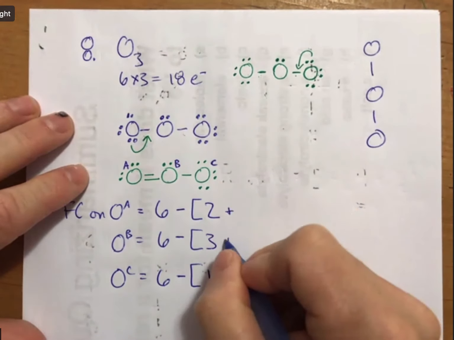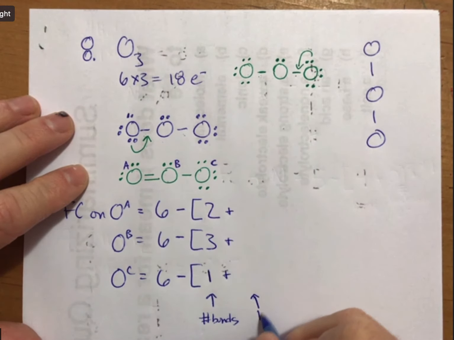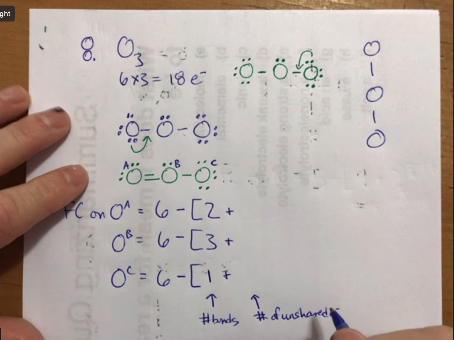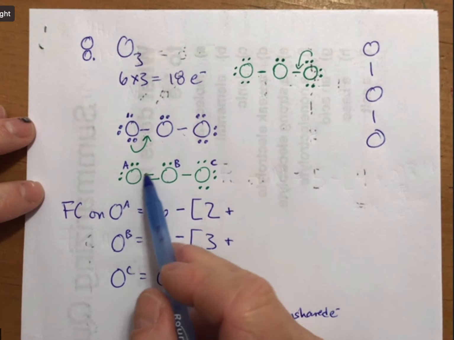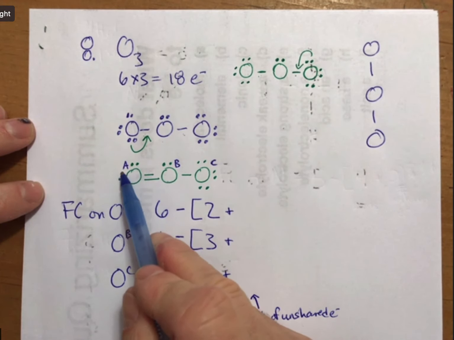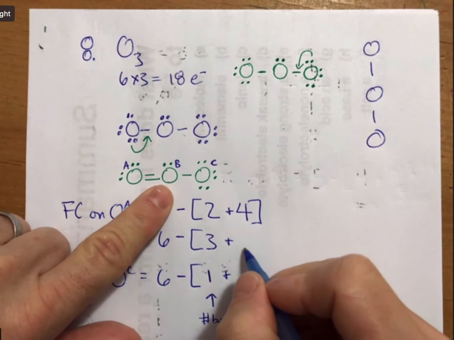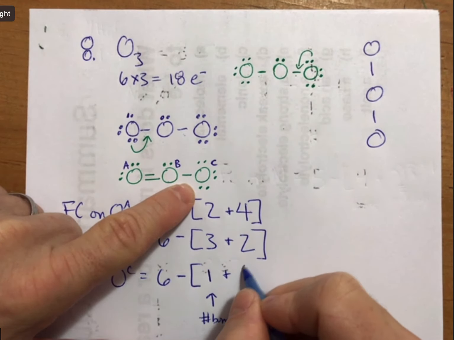And then, the next thing we're going to add is the number of unshared electrons. A lot of things in Lewis structures are about pairs of electrons, but this is not. This is the number of unshared electrons. You count each one individually. So on oxygen A, I see 4. How about on oxygen B? 2. Perfect. And on oxygen C? 6. You guys got it.